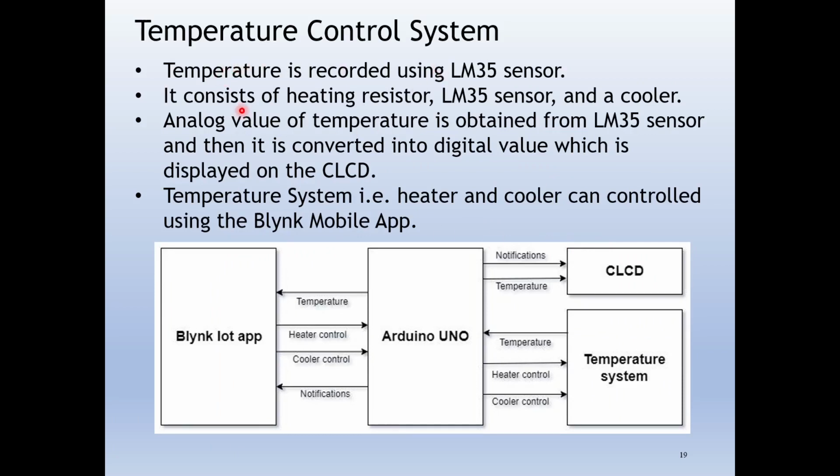Temperature control system. Temperature is recorded using the LM35 sensor. The temperature control system consists of heating resistors, the LM35 sensor and a cooler. The analog value of the temperature is obtained from the LM35 sensor and then it is converted into a digital value, which is displayed on the CLCD. The temperature system, that is the heater and the cooler, can be controlled using the Blynk mobile app.